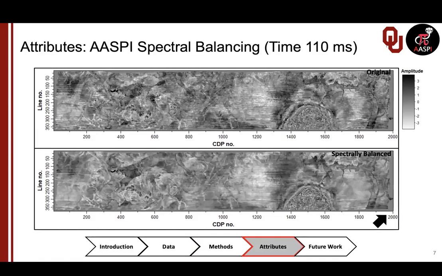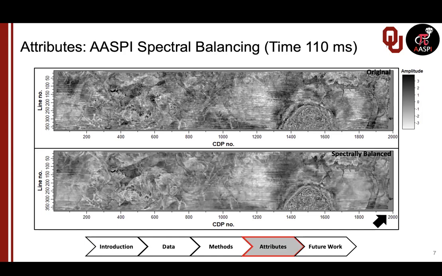I mapped those out just on the original data set, with no altering or anything done to the data. And then I found that when slicing through the data in the vertical direction, in the time direction, some work needed to be done. This is high frequency, so it's very noisy, kind of hard to interpret. So I used AASPI to do some spectral balancing.